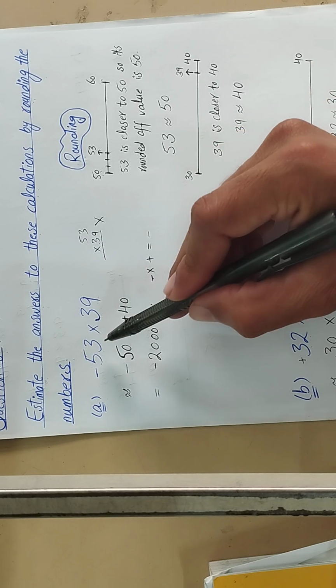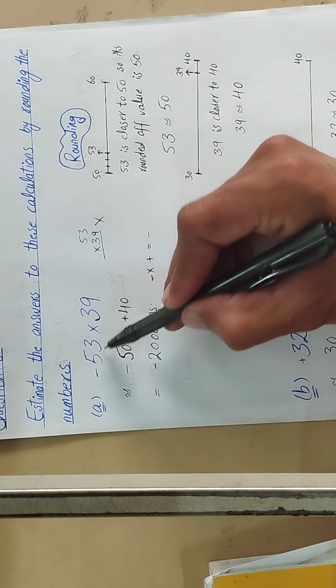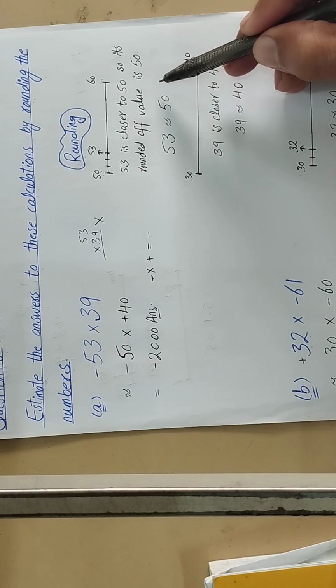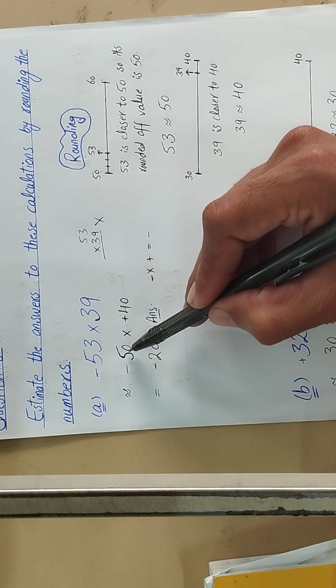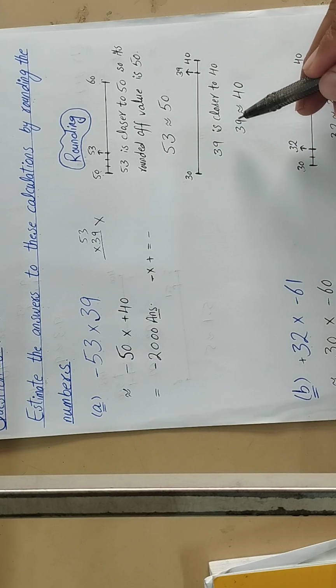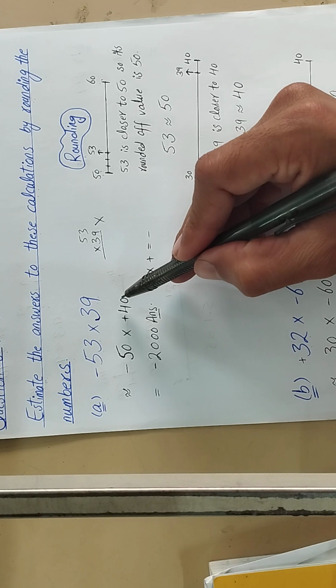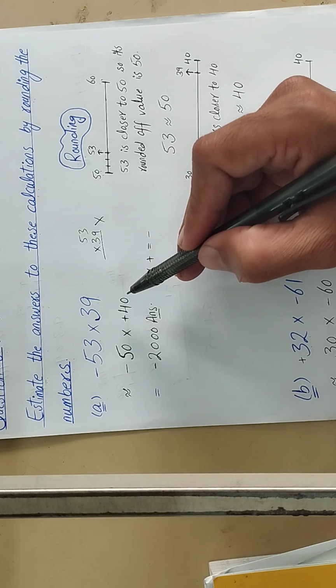Now in the first step, write the rounded off values of these two numbers. When we round off 53, we get 50. Write 50 here, its rounded off value. So write the rounded off value of 39. When we round off 39, we get 40. Write this rounded off value here. So what is our first step?